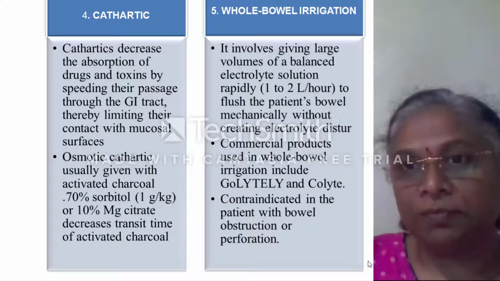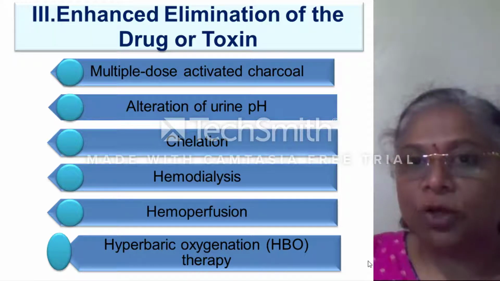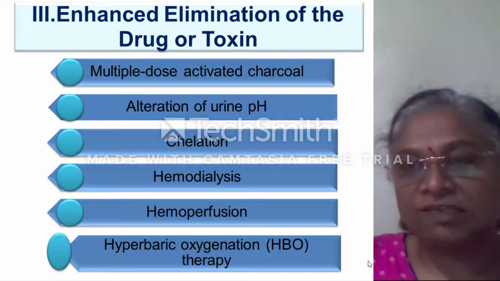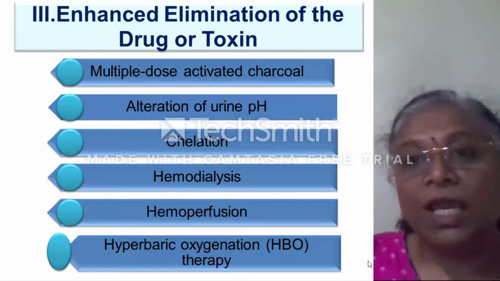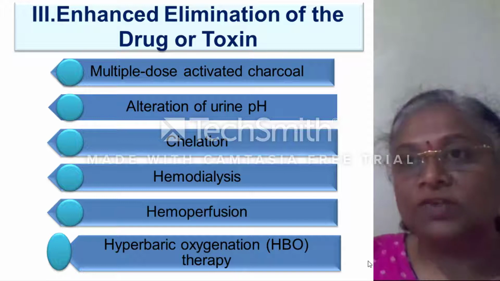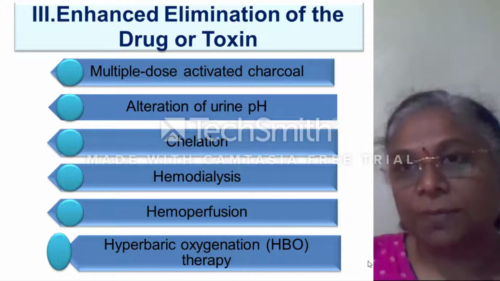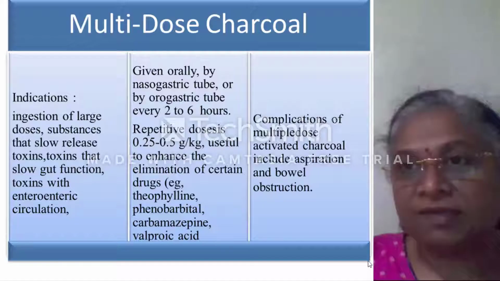Now, how will you enhance the elimination of the drug or toxin? Again, multiple doses of activated charcoal can be given. You can change the urine pH and enhance the excretion of the drug through the urine. Chelation, hemodialysis, hemoperfusion, or hyperbaric oxygenation therapy, also termed HBO therapy, can be used. Let us understand in brief.